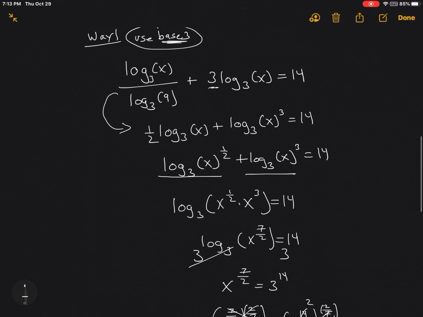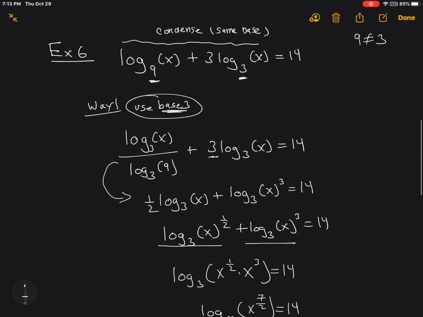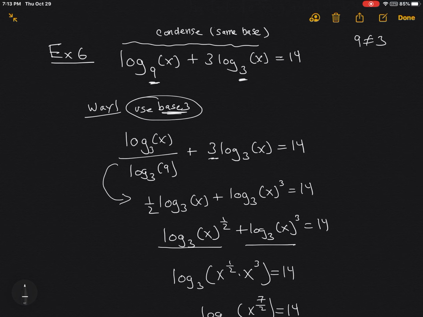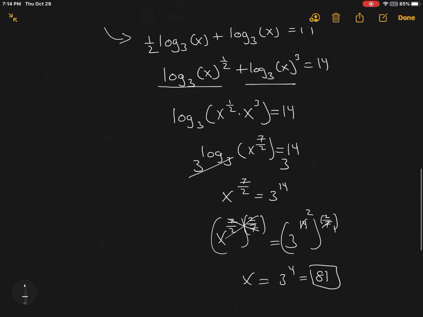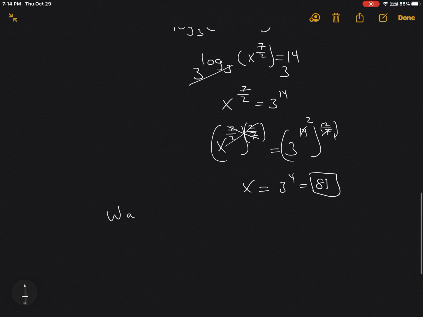If you plug in 81, that's going to be positive. That's going to be positive. You're good to go. And in fact, you can check all your work. If you plug it back into the original, you should end up with 14.